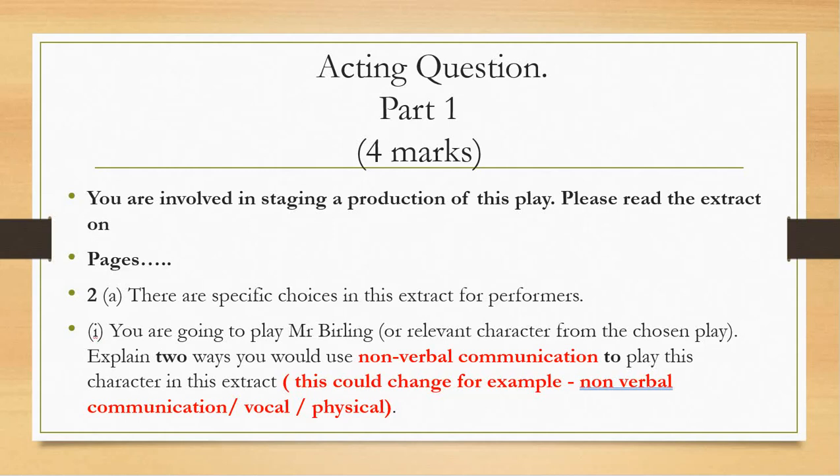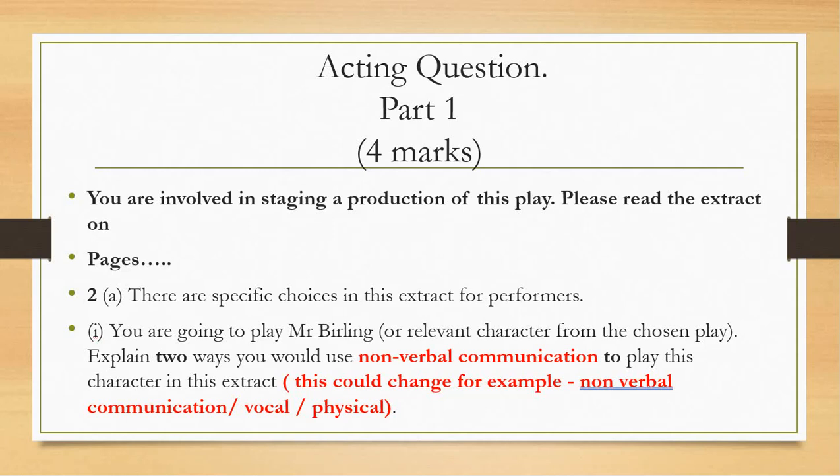Questions might be along the lines of: you are going to play, let's say, Mr. Birling, or a relevant character from the chosen play. Could be you are going to play Proctor from The Crucible. The question asks you to explain 2 ways you would use, and in this instance, let's say, non-verbal communication, to play this character in the extract. So you are going to play Mr. Birling. Explain 2 ways you would use non-verbal communication to play this character in the extract.